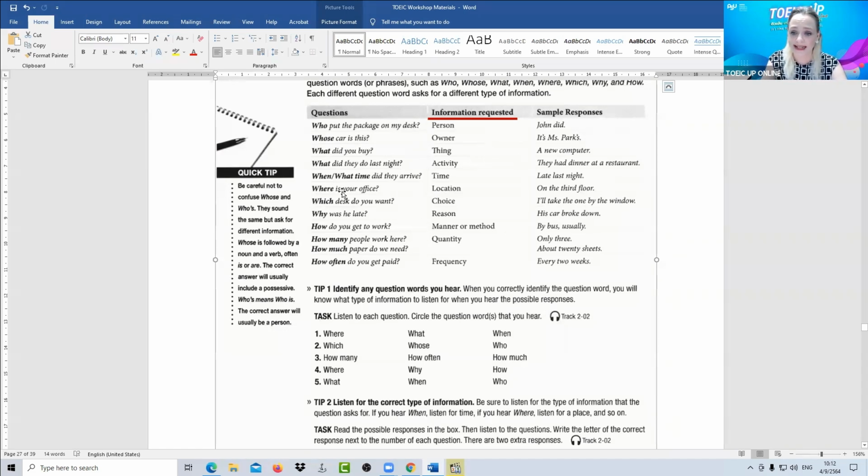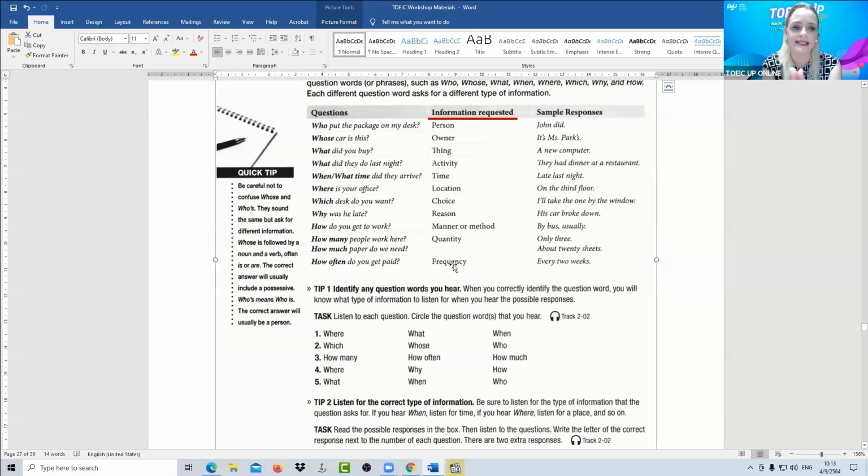Which is a choice. So you are listening for a choice. Why? You are listening for a reason. How do you get to work? You're listening for the manner or the method. So how do you get to work? By bus. The manner to get to work is by bus, or the method to get to work is by bus. How many or how much? We are listening for quantity. And how often? We are listening for frequency.